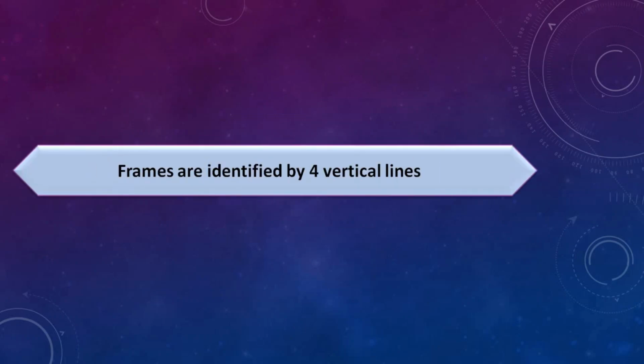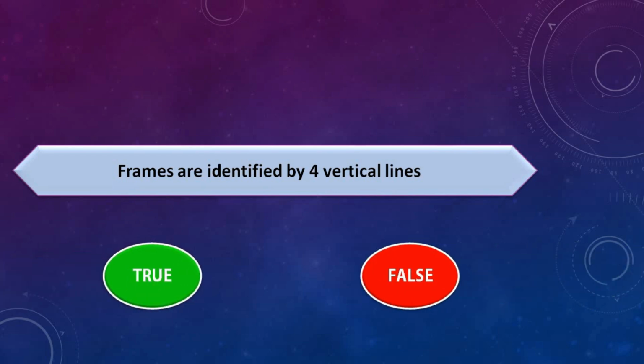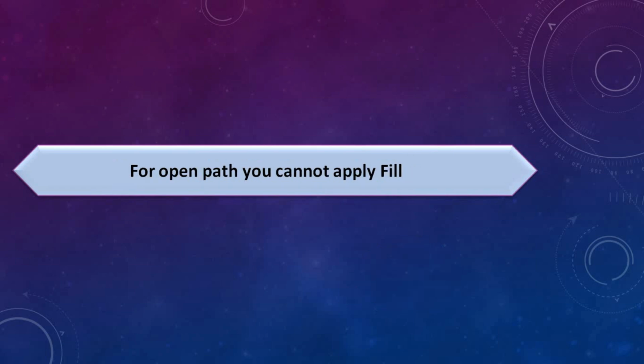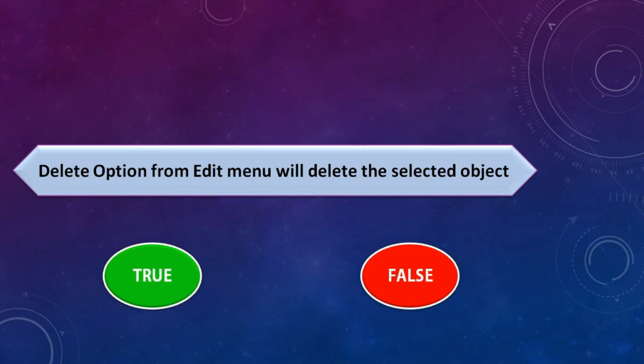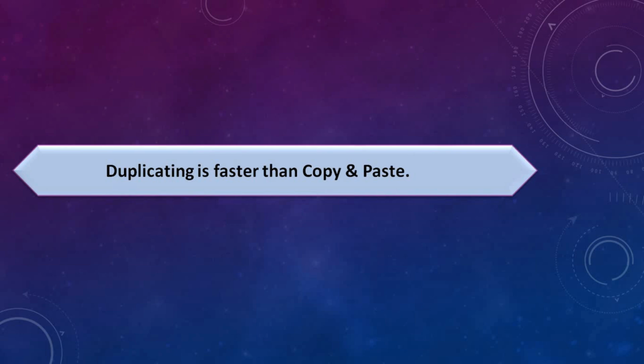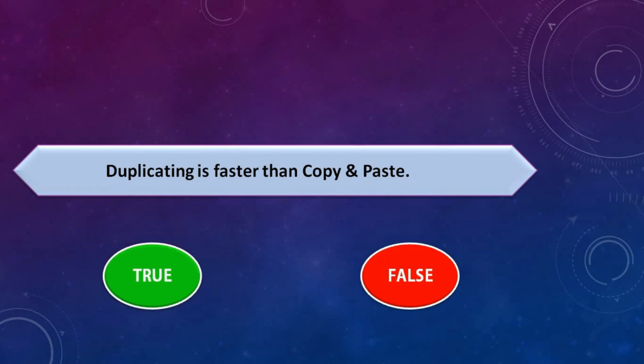Frames are identified by 4 vertical lines. True or false? The answer is false. Frames are identified by 2 lines. For open path, you cannot apply fill. Is it true or false? Yes, it is true. Open path, you cannot apply fill. Delete option from edit menu will delete the selected object. True or false? The answer is false. You don't have delete option in the edit menu. So the answer is false. Duplicating is faster than copy and paste. True or false? Yes, the answer is true.